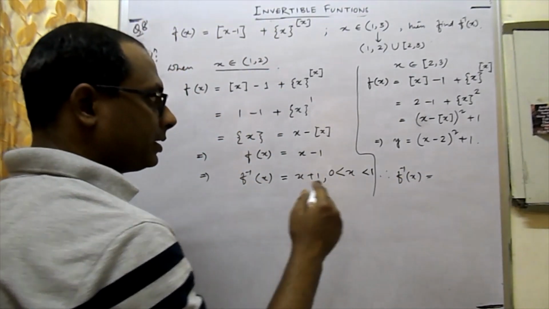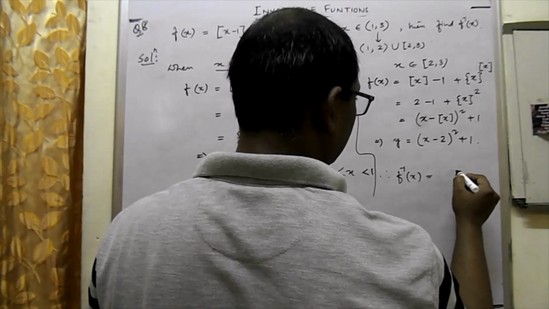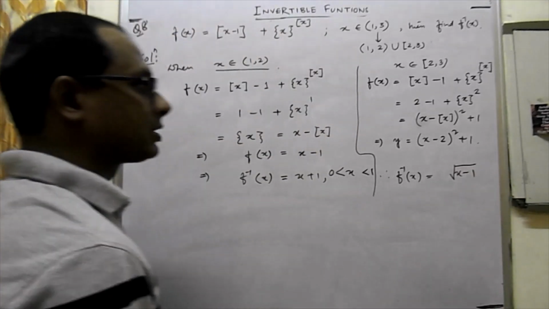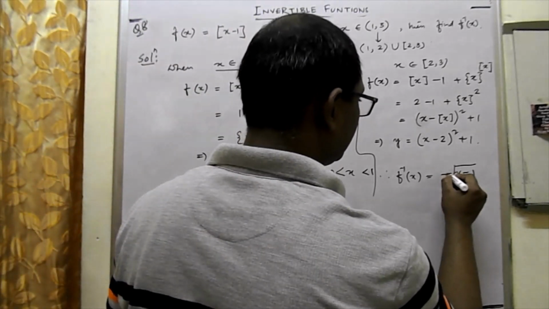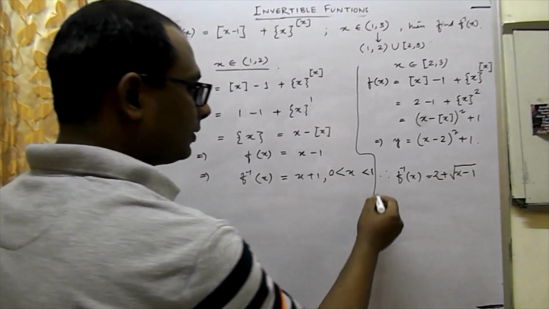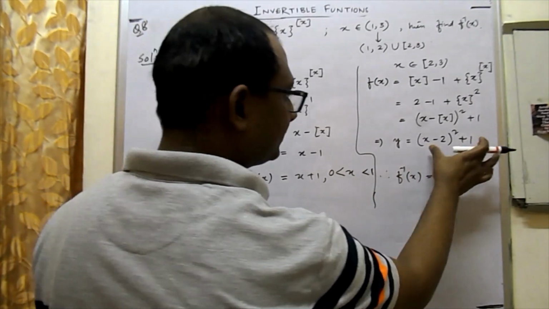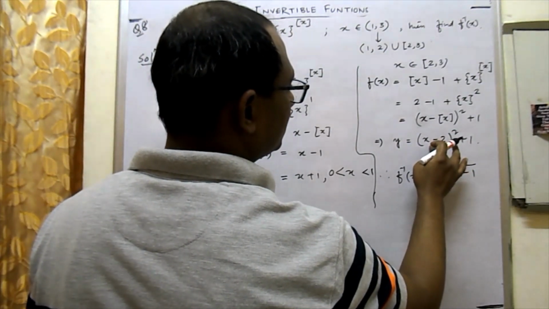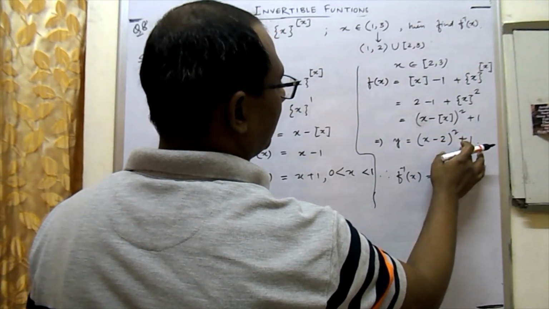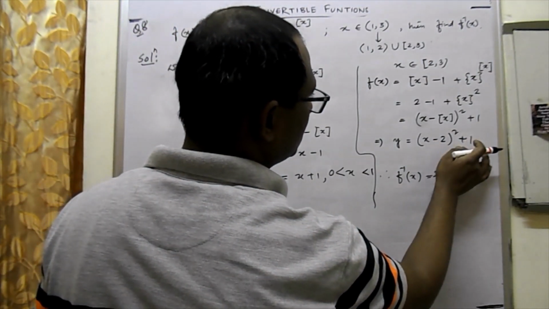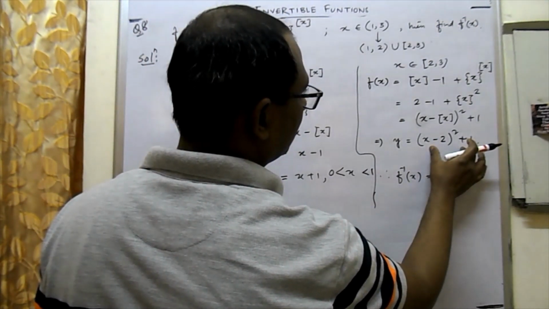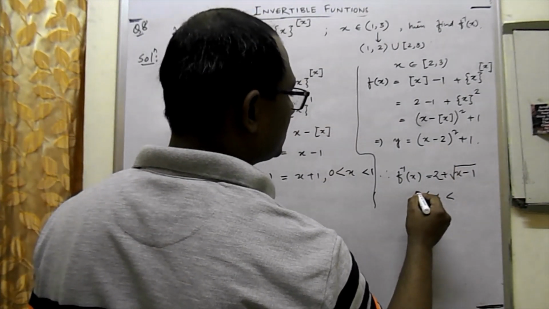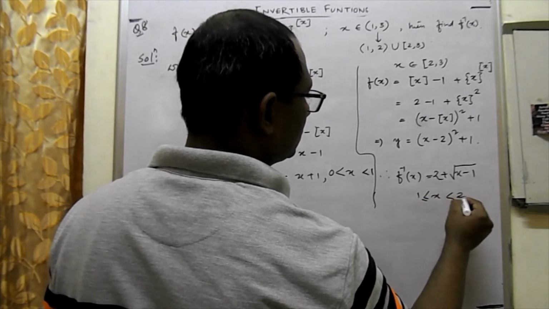f inverse of x will be square root of (y minus 1), and x and y will swap. So square root of (x minus 1) plus 2. Okay, now we have to find out which interval y will lie in. So x is lying between 2 and 3. So where will y lie? 2 will become 1, and 3 will become 2, right? 1 to 2. In the interval, x is lying between 1 to 2.